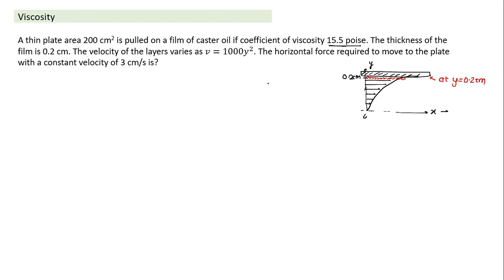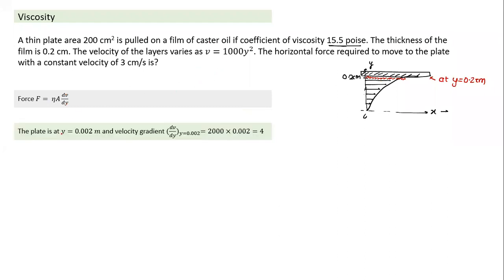That's what we need to do here. Okay, so let's do that part. Force acting on the plate is equal to eta into A into dV by dy. Since this is not linear, I'll find dV by dy. We need to calculate dV by dy at y equal to 0.002 meter. So I need to find dV by dy at y equal to 0.002.